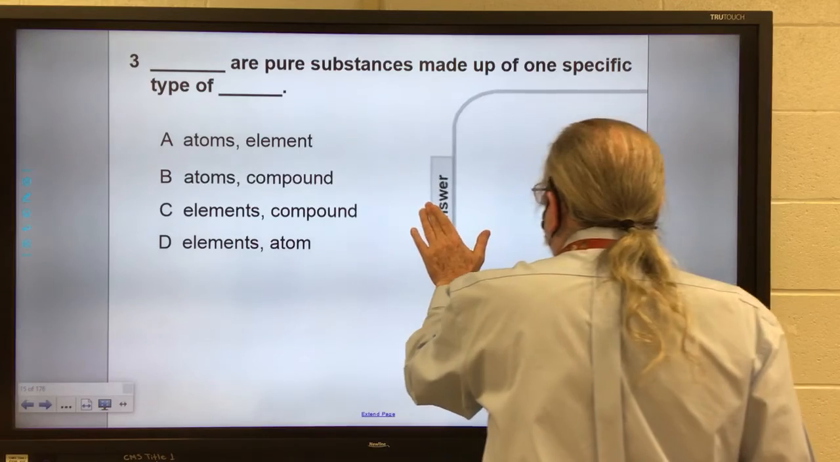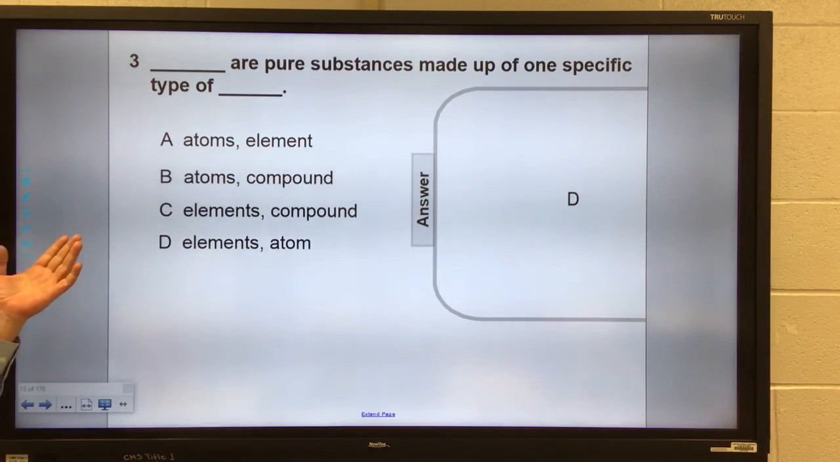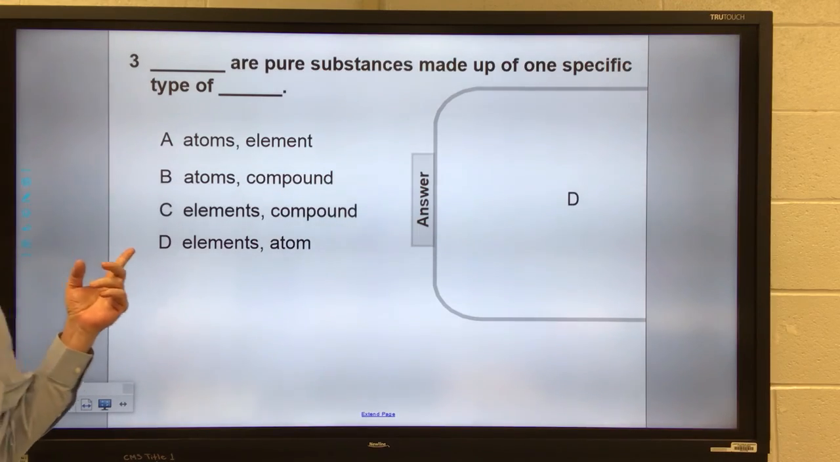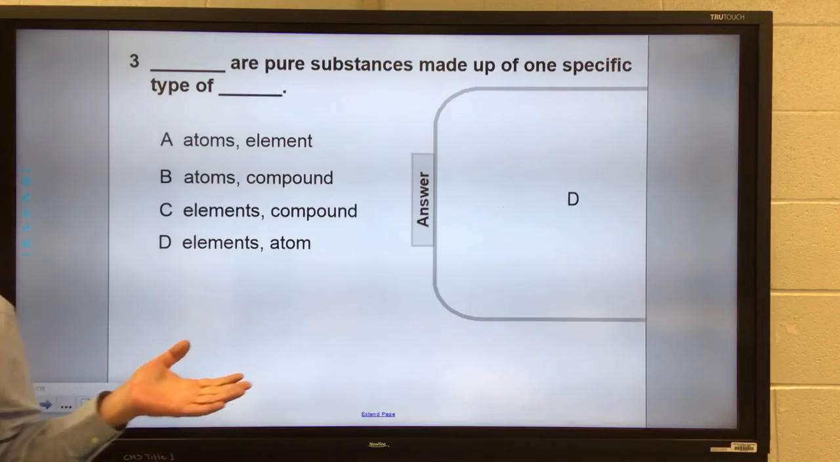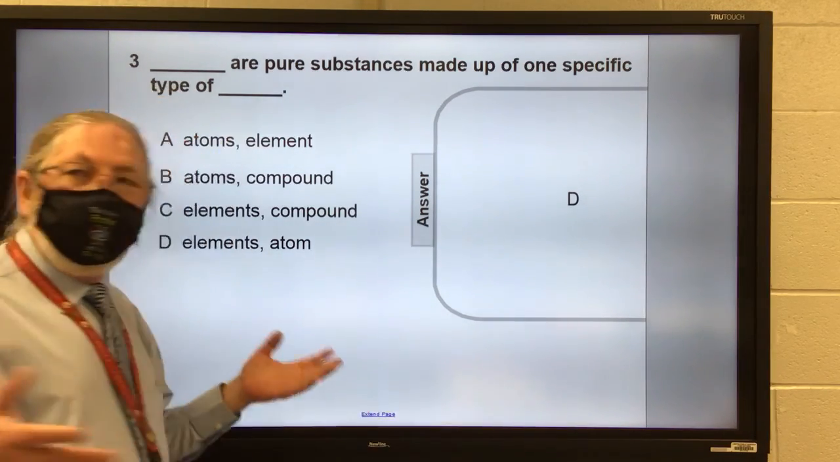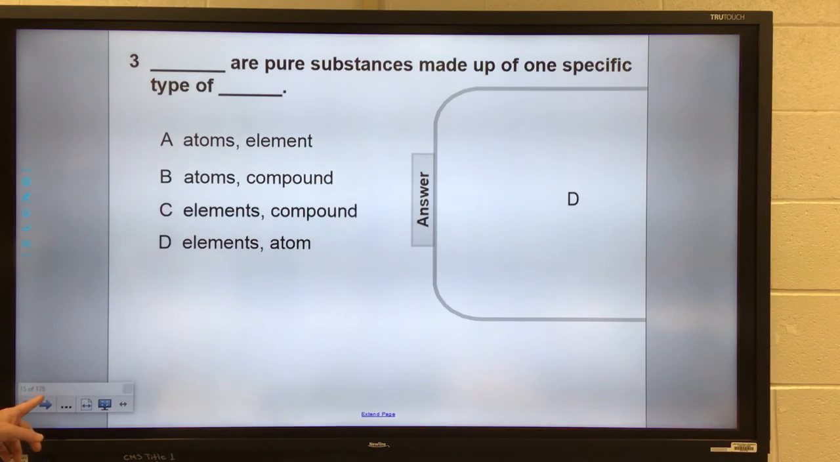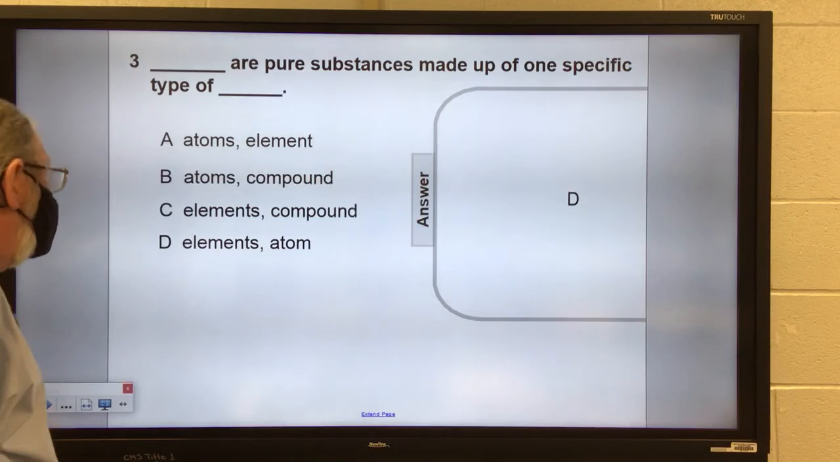All good choices, let's take a look. What do we got here? Who said D? Raise your hand if you said D. Two people said D, I know that. Good job. Okay, now if you got it wrong, it's not the end of the world. You'll know next time, okay? And you're gonna get more chances to understand this. Okay?